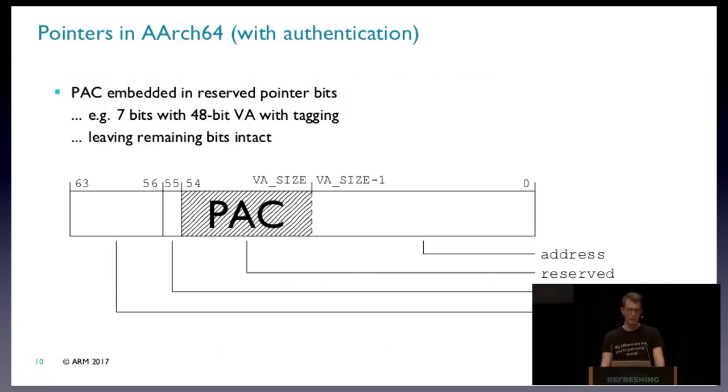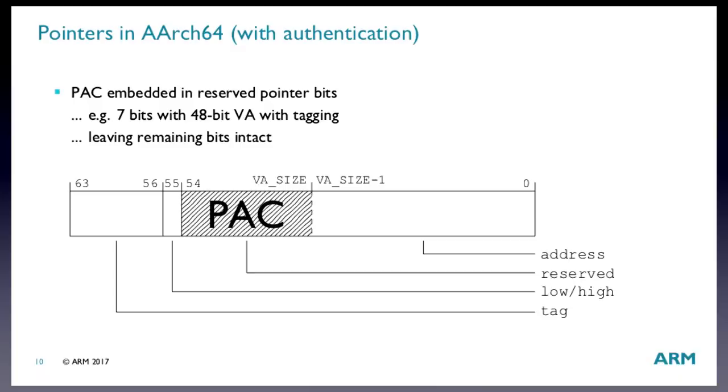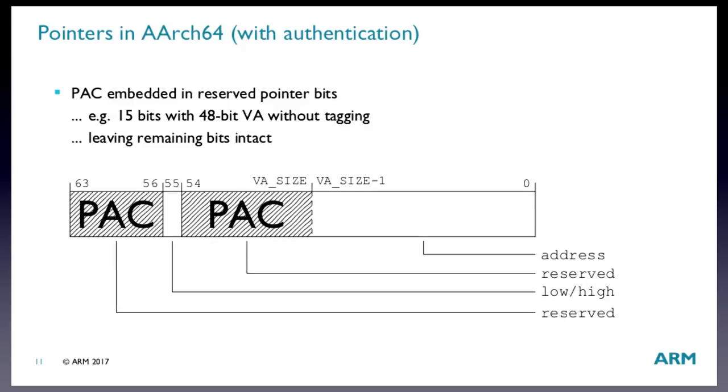So this is how it looks. For 64-bit pointers, you don't really use all of the available bits. Usually you use 48 bits for virtual memory, which is more than enough. So if you use memory tagging, you have 7 bits left for putting in the signature. Or if you do not use memory tagging, you can use up to 15 bits for the pointer authentication code.